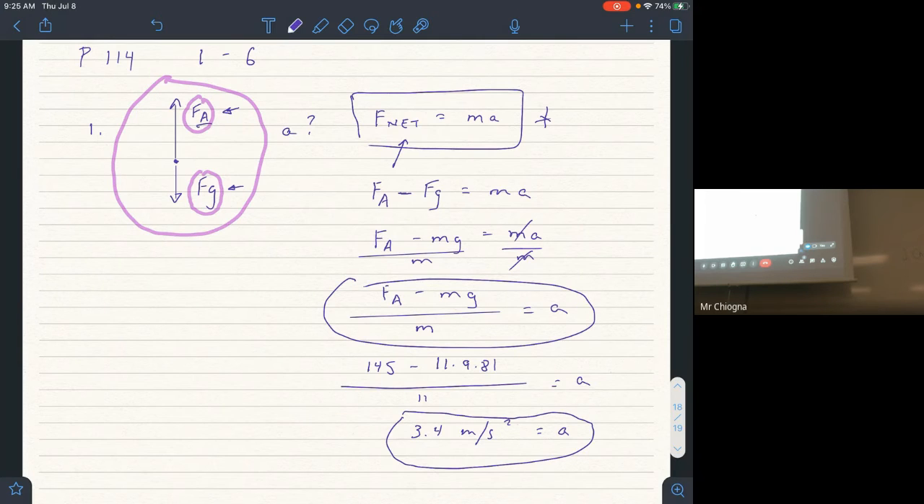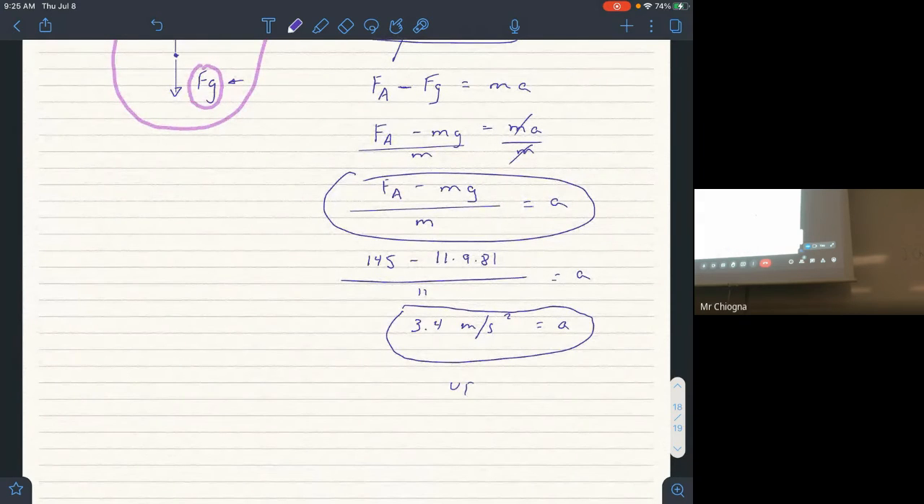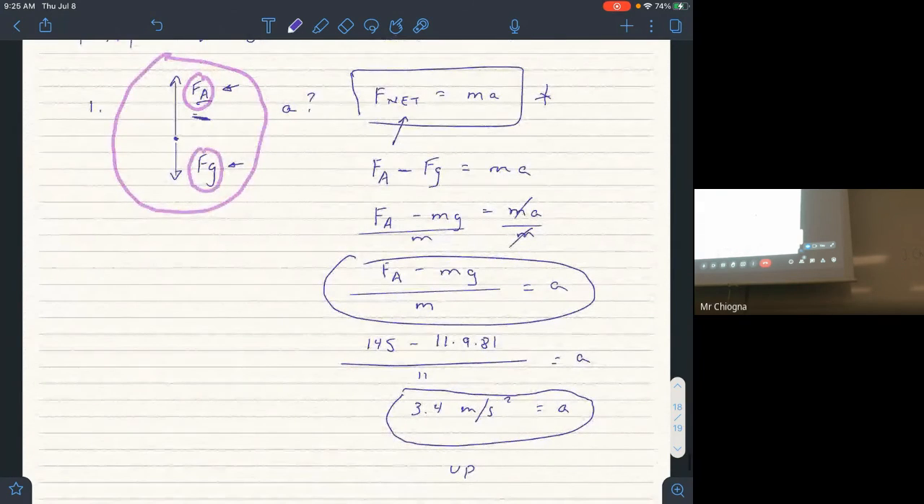Now, if the question was simply, what's the acceleration, as opposed to the magnitude, you need to include direction as well. That's another reason why you need the free body diagram. By looking at it, you can tell FA is the dominant force. So this is upwards, in the direction of the larger force. The larger force determines the direction of the acceleration.